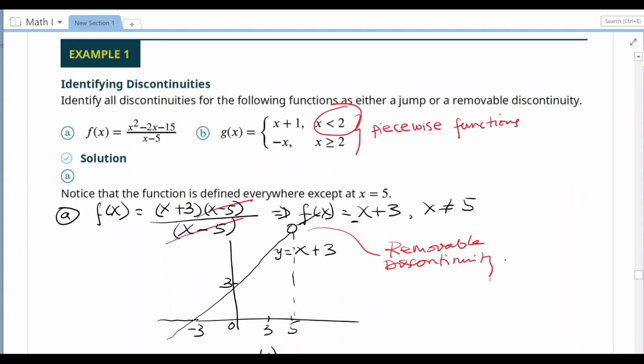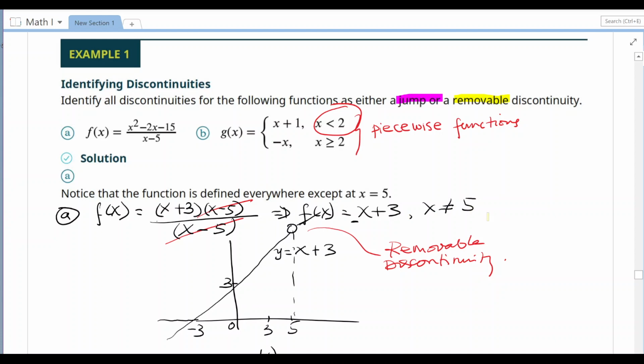Let's take a couple of examples to identify discontinuity. Identify all discontinuities for the following functions as either a jump or removable discontinuity. For the first example, f of x equals x squared minus 2x minus 15 over x minus 5. In this case, we can factorize the numerator to x plus 3 and x minus 5, and therefore x minus 5 cancels with the denominator, leaving the function x plus 3 only, where x is not equal to 5.